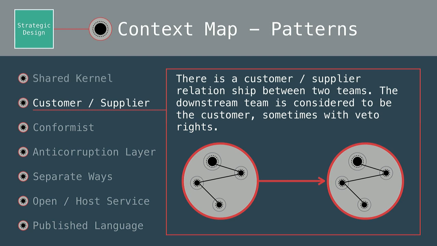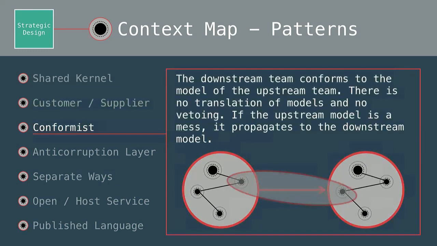Same scenario, but totally different behavior is the conformist. In this case, the downstream team, which is the consuming team, basically conforms to the model of the upstream team. There is basically no big translation of the models and also no vetoing. So they have a very defensive role in the organization. They take whatever they get. This can be due to political power in organizations, but it can also be the case when you just go ahead and take a model and copy the model.